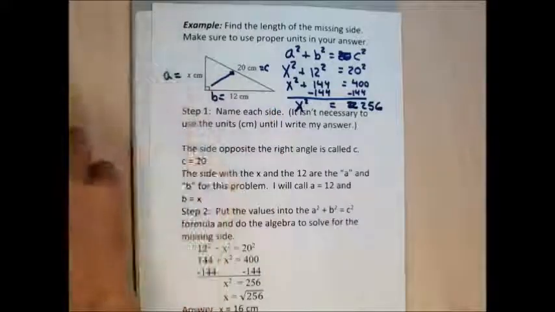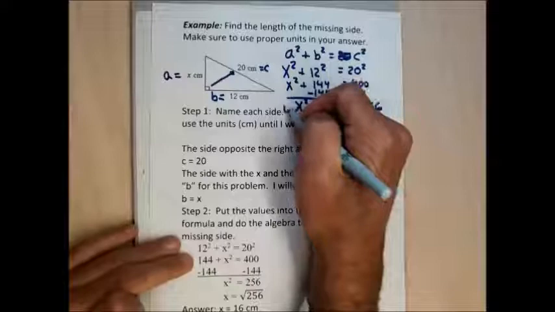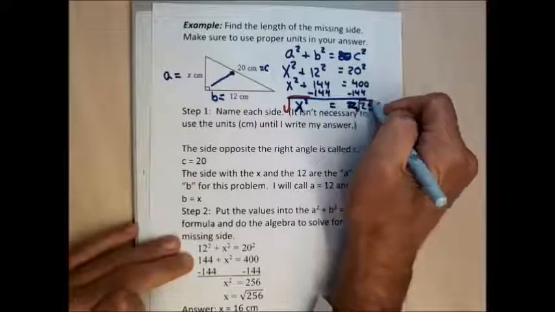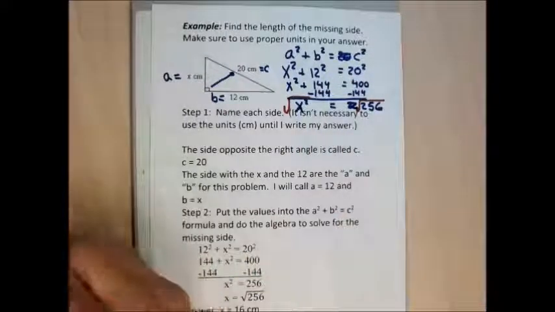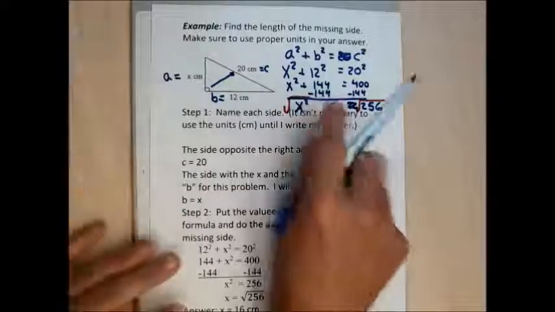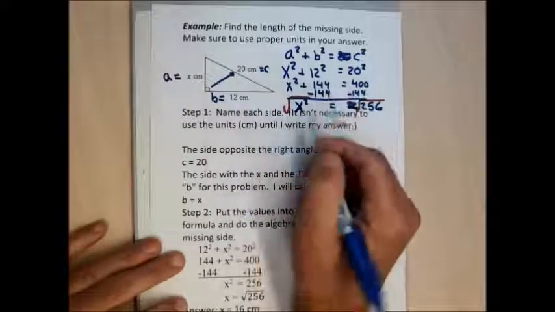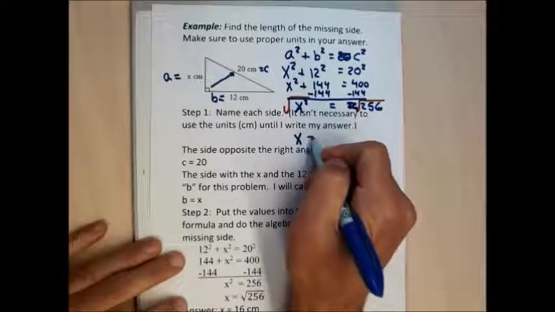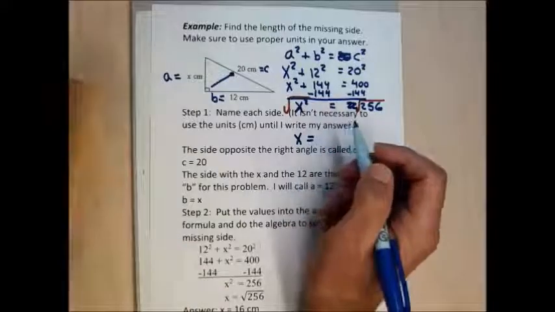And just like the last problem, once I get the square term isolated, I square root both sides. I don't need a plus or minus because I'm finding a length, and lengths can only be positive. The square root of x squared is just x. And then the square root of 256 is 16.